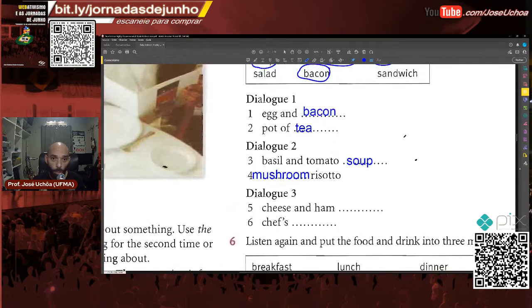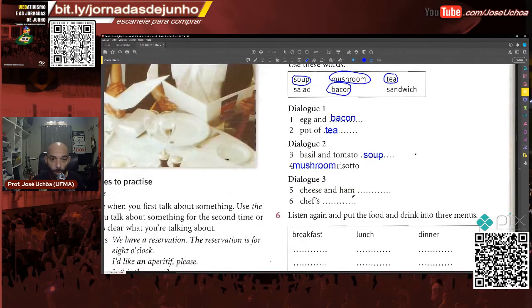Okay, let me put it visible here. So we have cheese and ham. What do you think? Cheese and ham salad or sandwich? We cannot know unless we listen to the audio. And finally, the chef's salad or the chef's sandwich? Well, this is what I want to know. What is cheese and ham? Is it the sandwich or the salad? And what is the chef's? The salad or the sandwich?